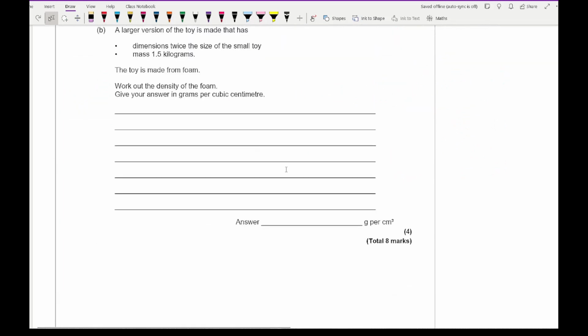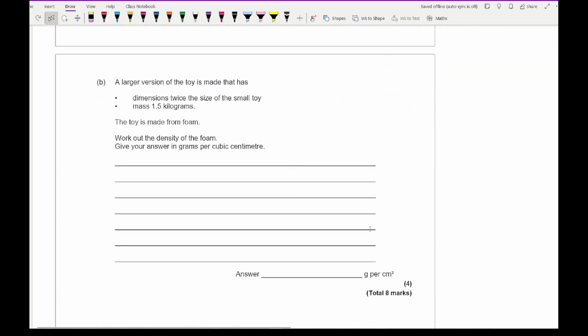Then for the next question, it says that a larger version of the toy is made that has dimensions twice the size of the small toy, and the mass is 1.5 kilograms. The toy is made from foam. Work out the density of the foam. Give your answer in grams per cubic centimeter.